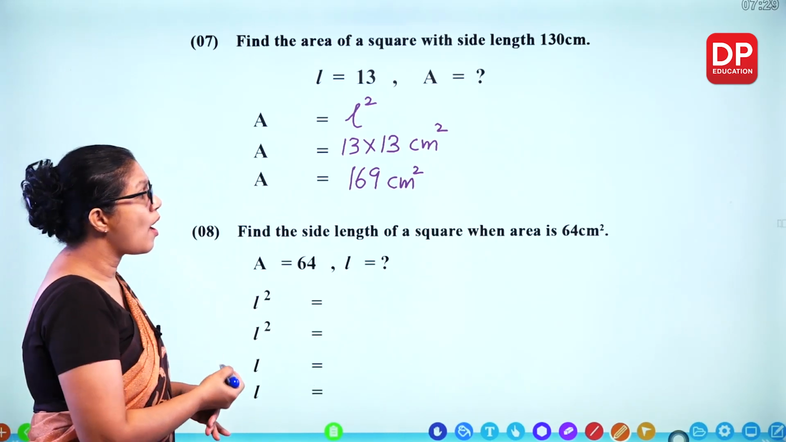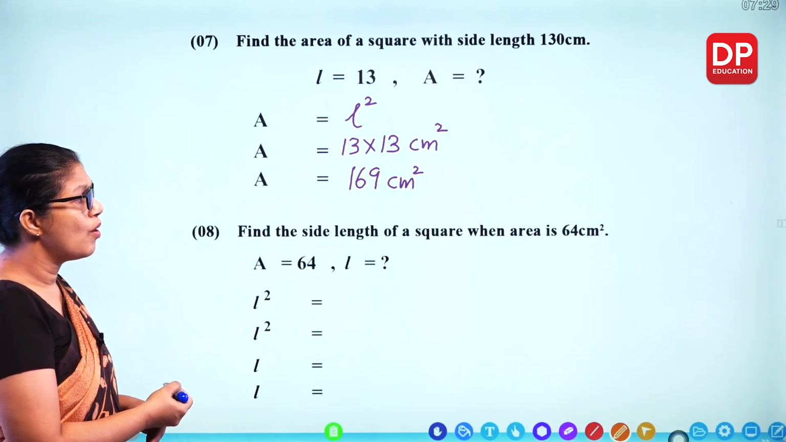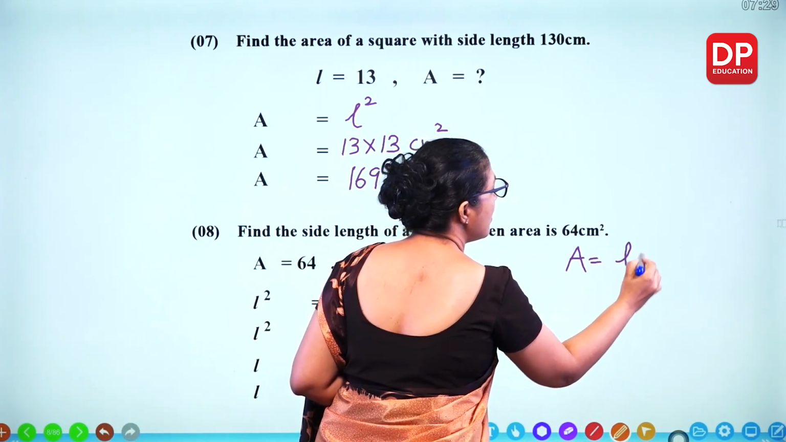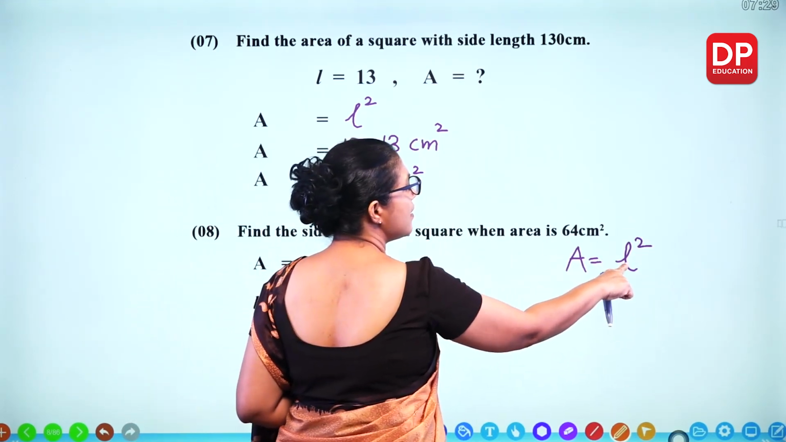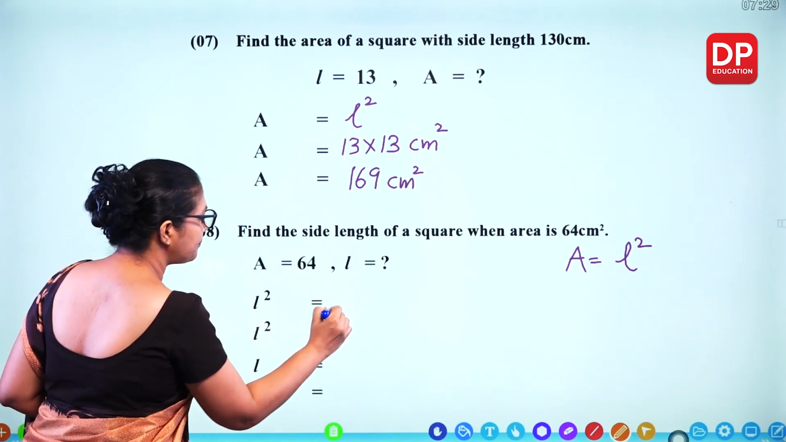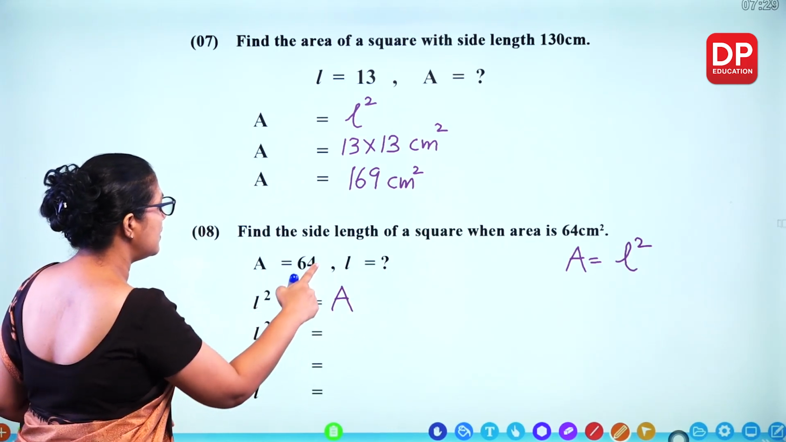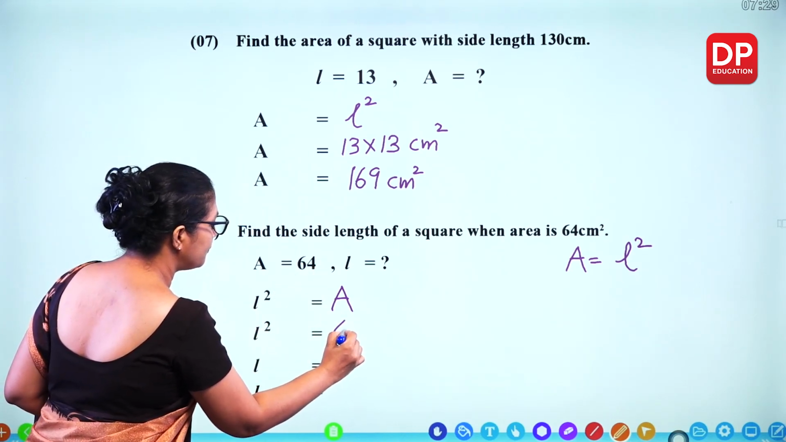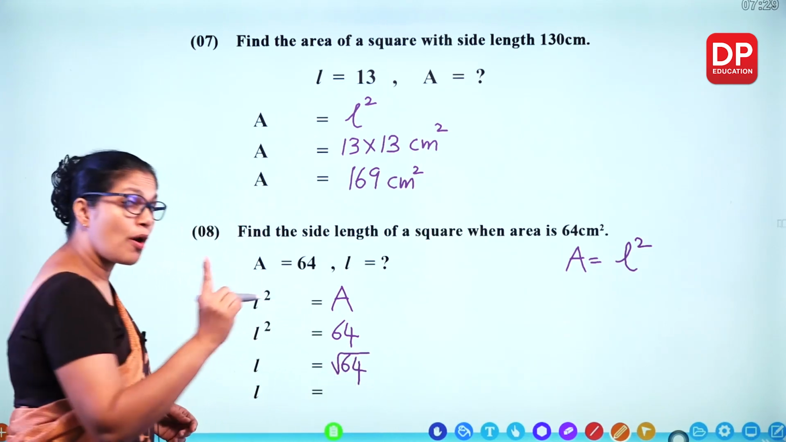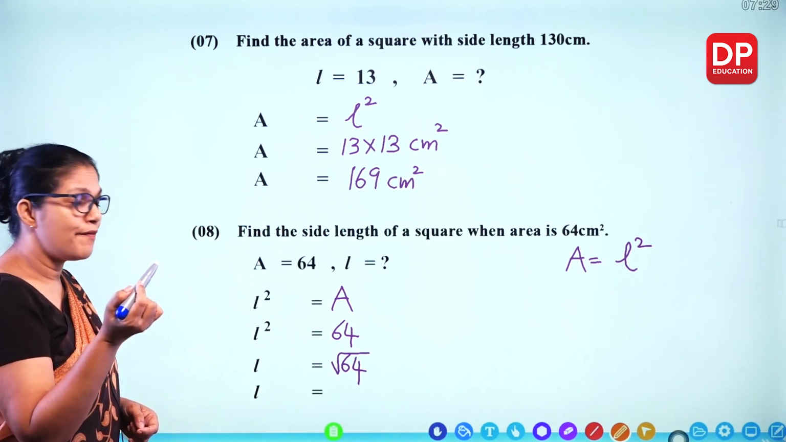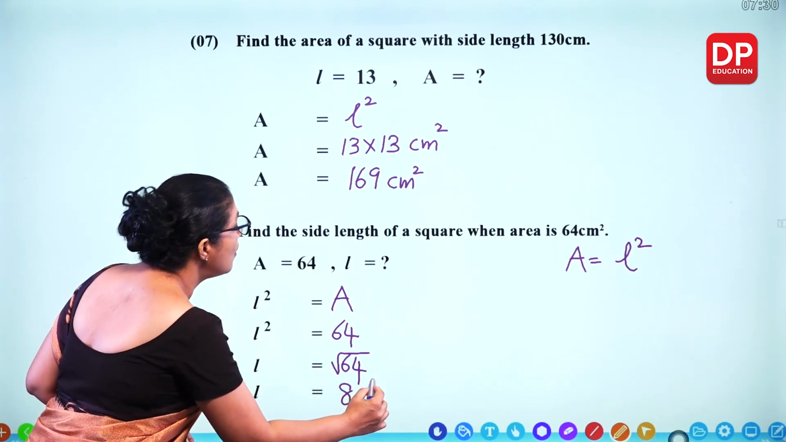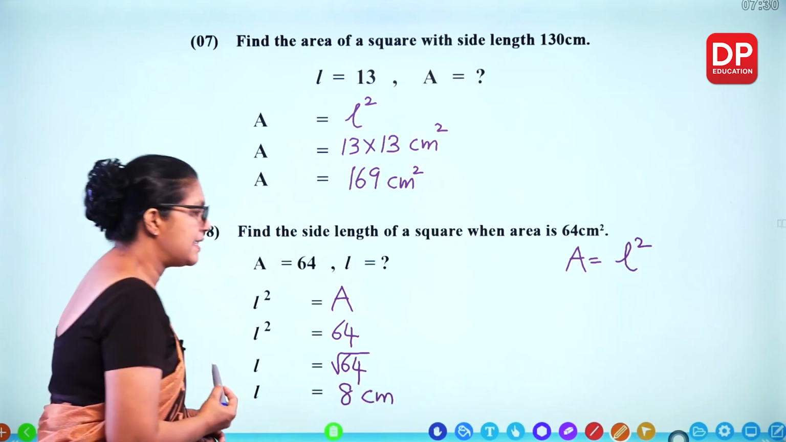Find the side length of a square when area is 64. How do we find out if area is given? You can take the square root value. L squared is A. What's L squared? L squared is 64. So how do you find out L? Take the square root of 64. You get plus or minus 8, but length cannot be a negative value. So you get 8, that's the positive value for length, 8 centimeters.